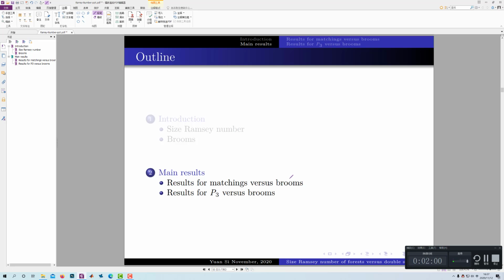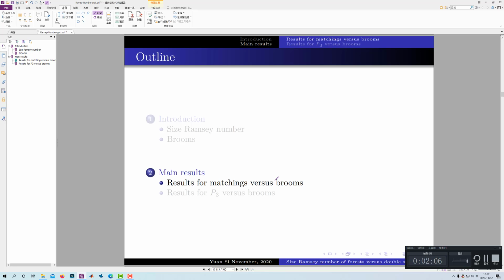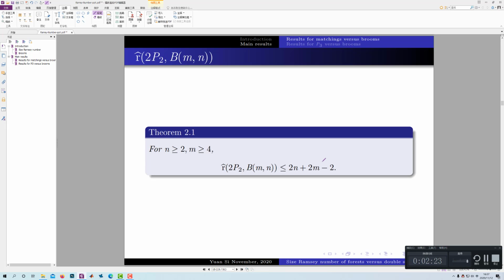Let's see the main result. The results of the paper are shown in the table. Let's see the results of matchings versus brooms. To avoid a red matching, the subgraph induced by the red edges in F is a star. Let's say the upper bound of 2P2 versus B_{m,n}.